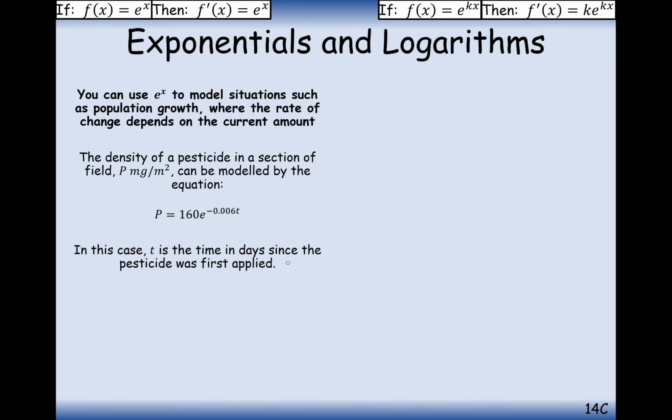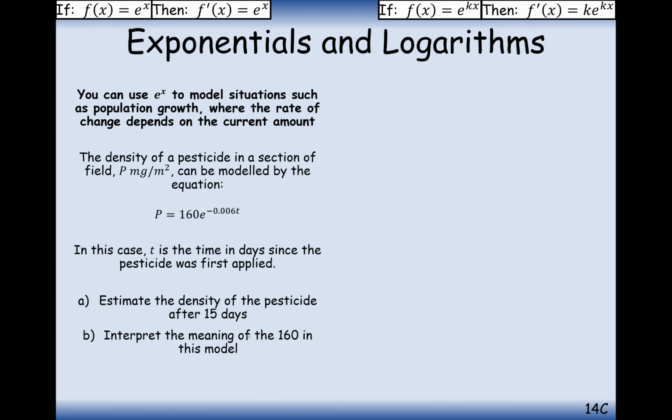So in the case where t is the number of days since the pesticide was first applied, estimate the density of the pesticide after 15 days. Interpret the meaning of 160 in this model. So let's have a go at these two questions here.